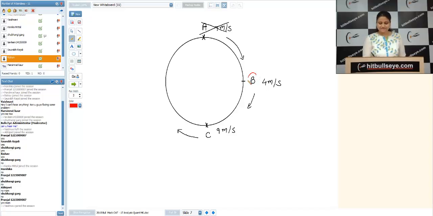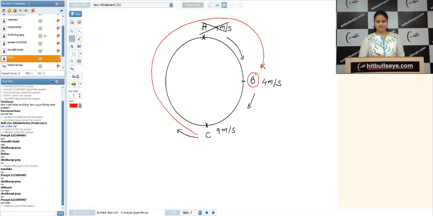Now, you can see B's speed is less than C speed. It means in the first round, C will catch B by covering the whole distance. Now, what is the distance for C to be covered? I am calculating the first meeting point. That will be say 75 meter. Why 75? Because circular track was 100 meter and B is exactly midway between A and C. It means this distance is 25 meters.